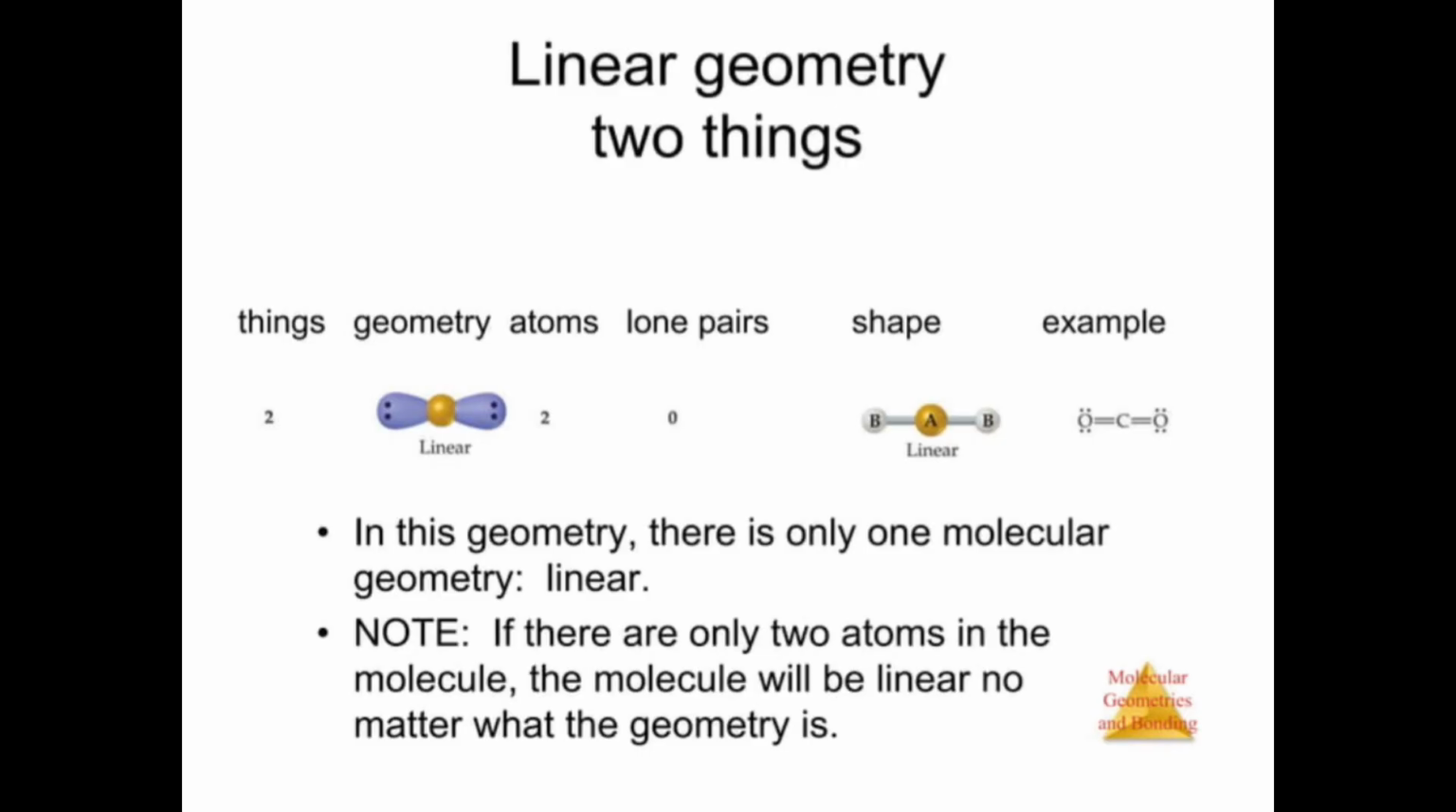Now, in the geometry that has to do with two things, you could only have one possible geometry, which is linear. When it has two things, that means the atoms are two. If it does not have a lone pair, like you have 2 0 here, the shape will literally be linear. If there are only two atoms in the molecule, it should be linear no matter what the geometry is. Take note of that.